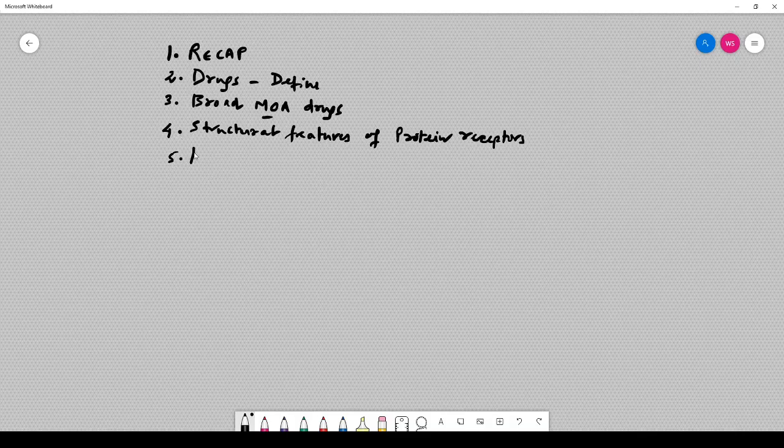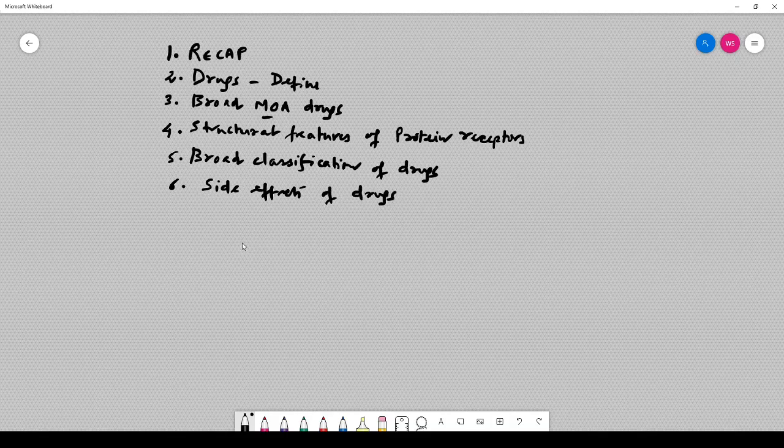We'll talk about the broad classification of drugs. We'll talk about side effects. And we will end with the discussion of some characteristics of small molecules, small molecule drugs. So this is our goal for this lecture.